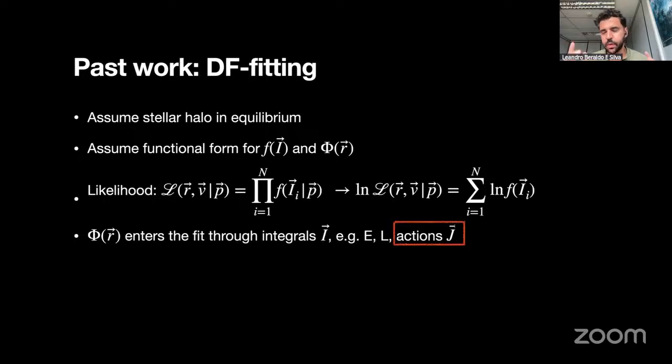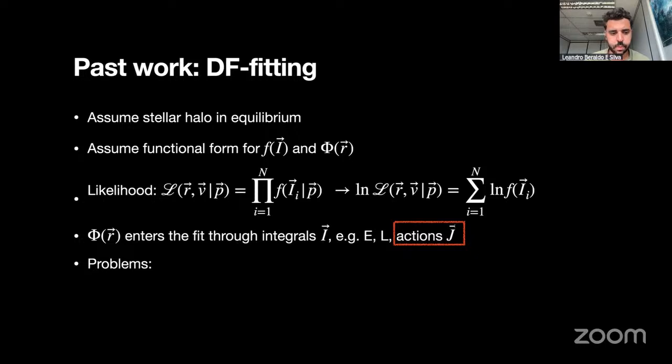And I'll mention here that the method that I'm mostly focusing on here is based on actions. So you assume the DF is a function of these action variables. That's also the method that I'll explore here. But in principle, you can use any integrals of motion that the symmetry of your problem allows, okay?